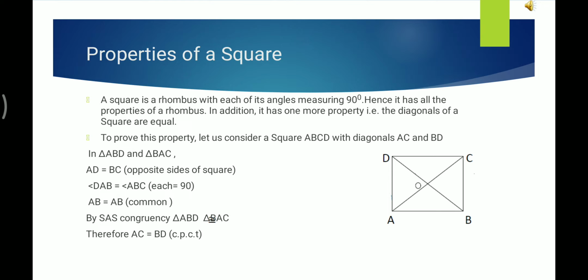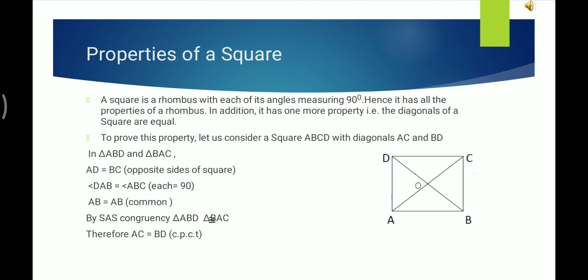Now we will discuss properties of a square. A square is a rhombus with each of its angles measuring 90 degree. Hence it has all the properties of a rhombus. In addition, it has one more property, that is the diagonals of a square are equal. To prove this property, let us consider a square ABCD with diagonals AC and BD.